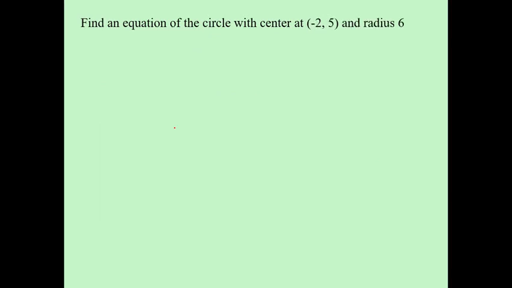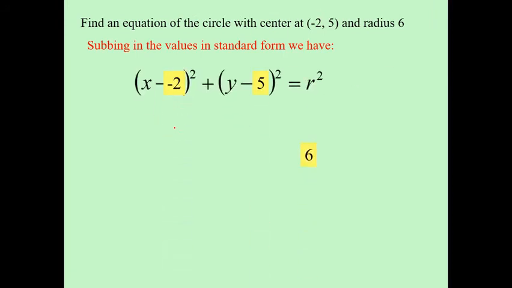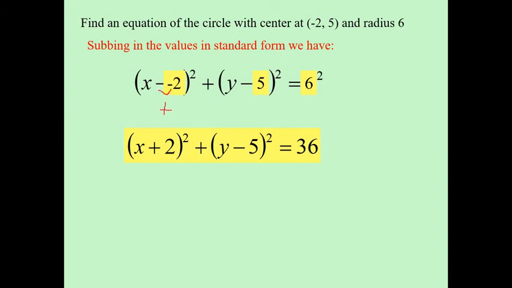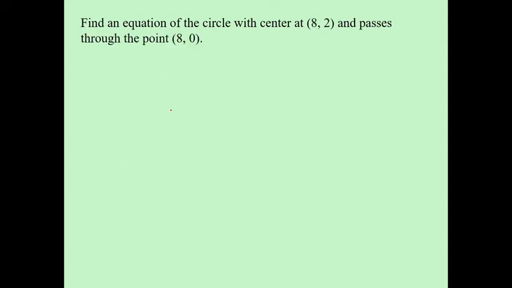Find an equation of the circle that will have a center at -2, 5, and a radius of 6. What is this going to look like? Okay, subbing in the values in standard form, we have, notice how the -2 comes in and the 5 comes in. And because we have two negatives here, these two negatives are going to become a positive, and the 6 is going to be squared for 36.